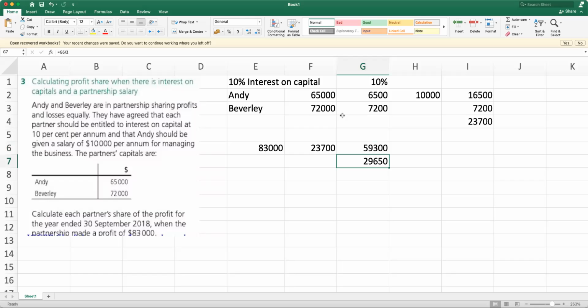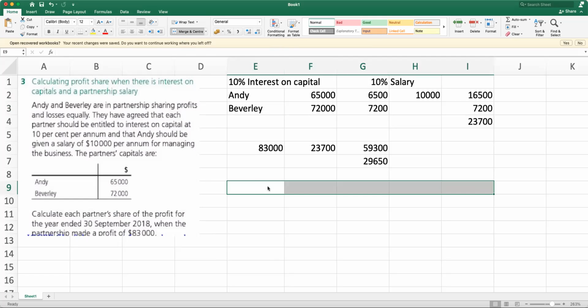So technically, Andy will receive 29,650, plus 6,500 for interest on capital, and 10,000 worth of salary. Whereas Beverly will receive 29,650 plus 7,200. This is just a calculation that we need to make before we make an appropriation account. The appropriation account is a standalone account. So we just need to recreate this here and then call it the appropriation account.